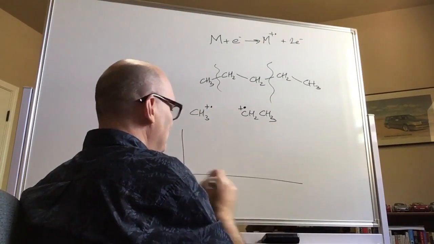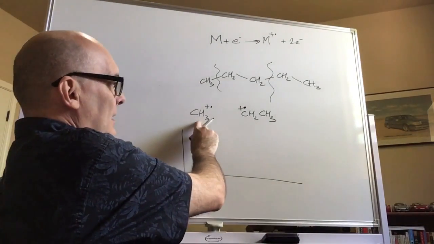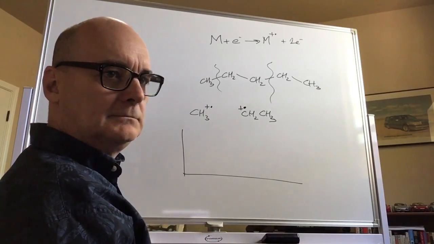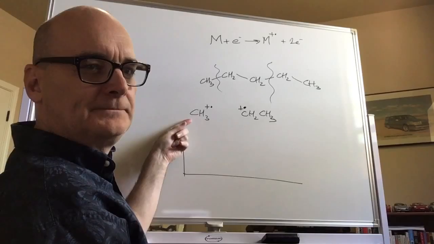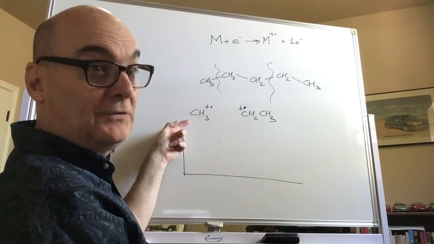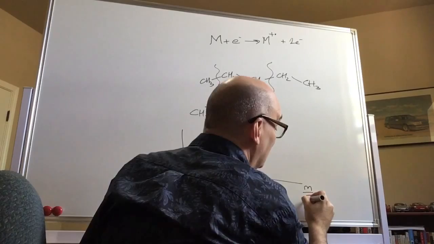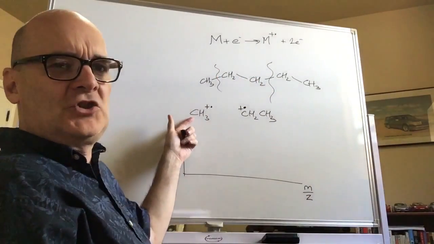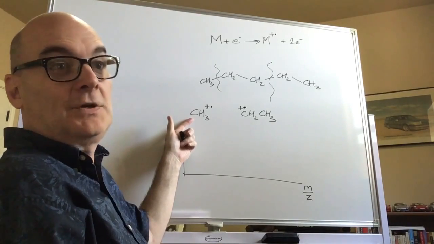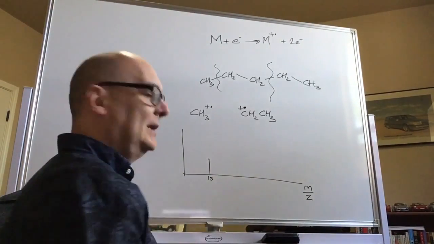My mass spectrum might be able to detect both of these. What would be the mass of this fragment? This one right here. What's its mass? 15. And then when I divide it by its charge, what's its charge? It's 1. Yeah, so 15 divided by 1 is just 15. If I see something at 15, that's a methyl.